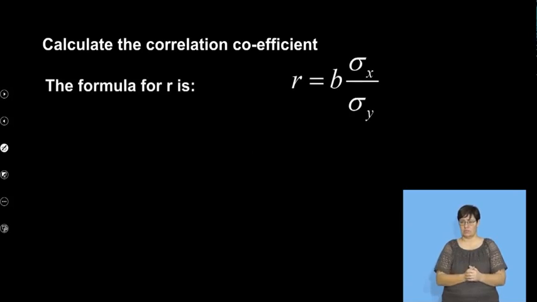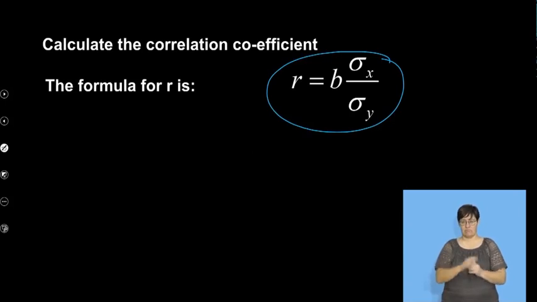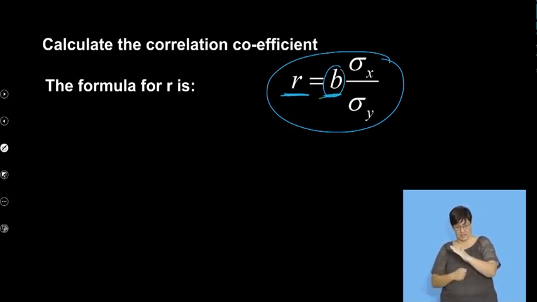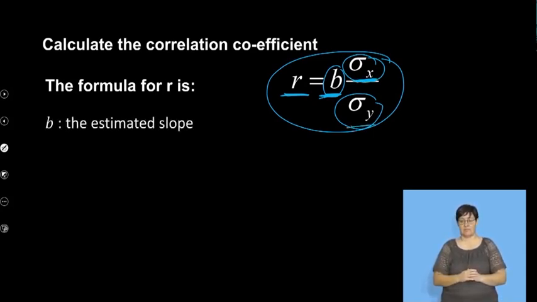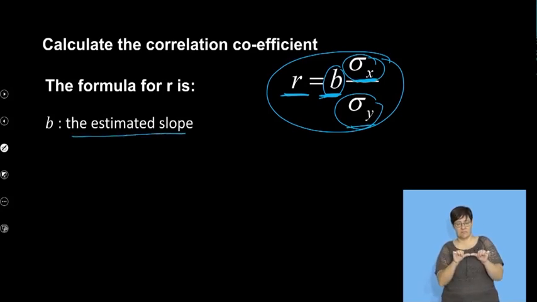To calculate the correlation coefficient, we have to use this formula. The correlation coefficient r is b times the standard deviation of x over the standard deviation of y, where b is the gradient of that line. We'll explore what it means. The coefficient b is just the gradient, the slope of the line of best fit, then we have the standard deviation for x and the standard deviation for y. B estimates the slope, okay, we agree on that.